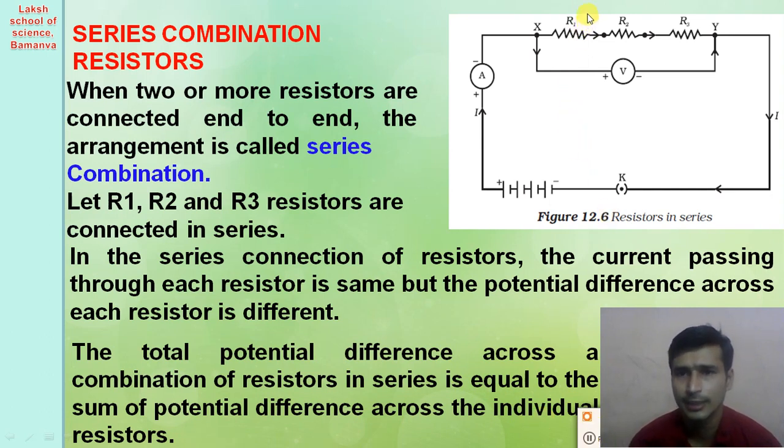So we can say that the potential difference across the resistor R1 is considered as V1. Potential difference across the resistor R2 we consider as V2, and potential difference across R3 we consider as V3, and the total potential applied to the circuit is V. So the sum of the potential differences V1, V2 and V3 across each resistor is equal to the total potential applied on the circuit.